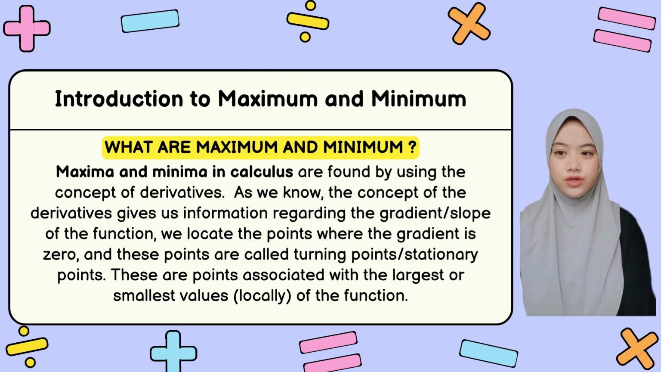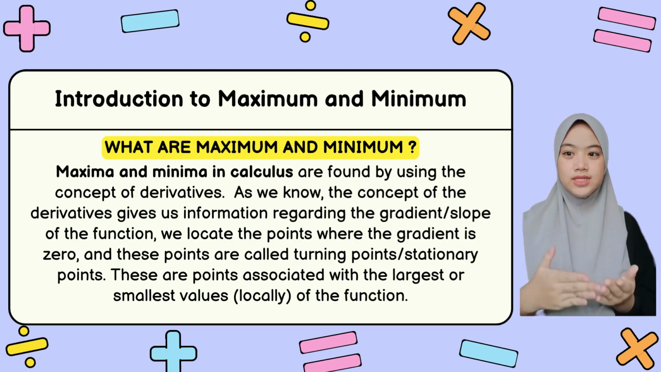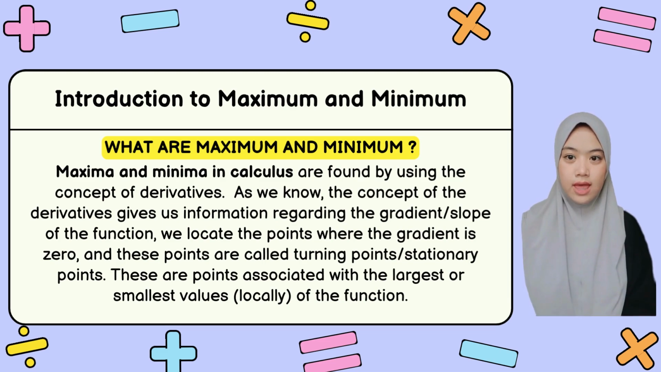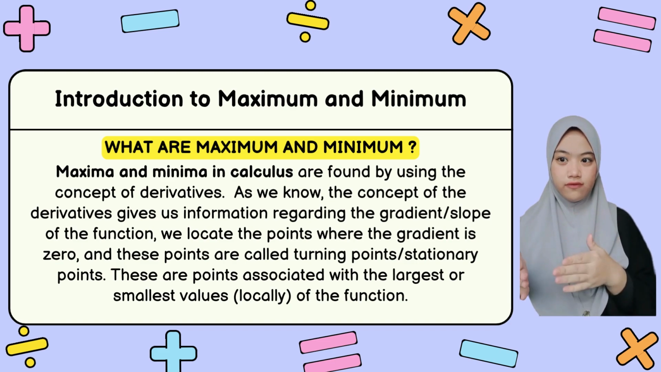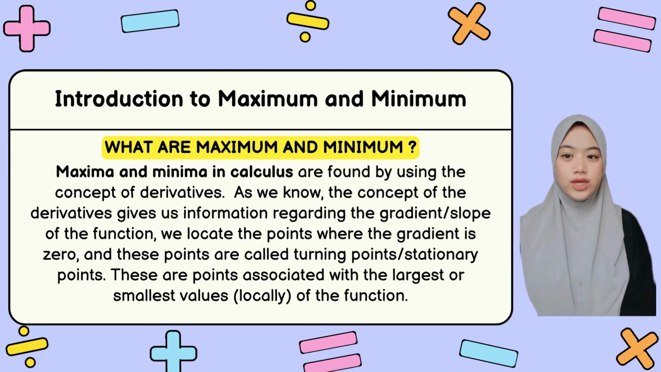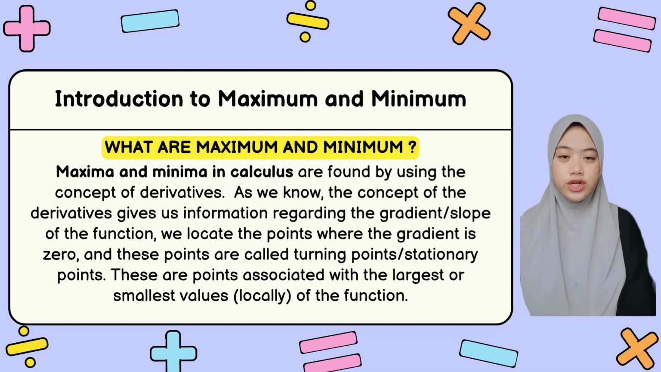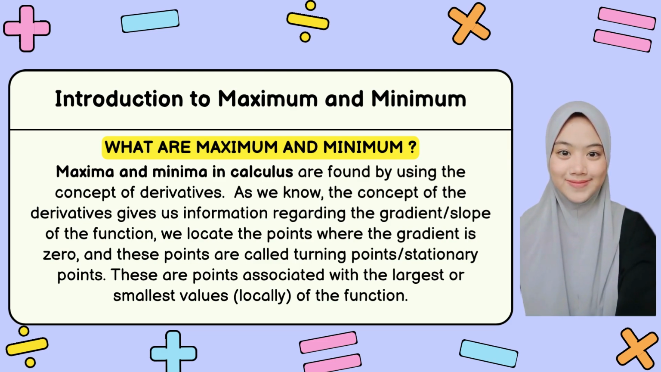First, we will start with the introduction to maximum and minimum. What are maximum and minimum? Maxima and minima in calculus are found by using the concept of derivative. As we know, the derivative gives us information regarding the gradient or slope of the function. We locate the points where the gradient is 0 and these points are called turning points or stationary points. These are points associated with the largest or smallest values, locally, of the function.